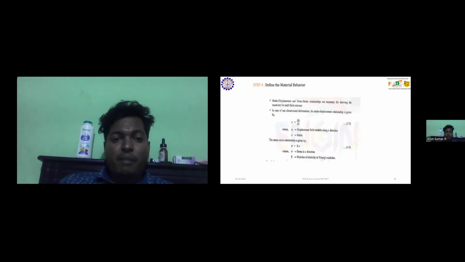The strain-displacement and stress-strain relations are necessary for deriving the relationship for the finite element equation. For example, consider one-dimensional deformation. The strain-displacement relation is given by e = du/dx. Here u is the displacement and dx is the change in length, so du/dx is the change in displacement with respect to the change in length. The small e is called the strain.